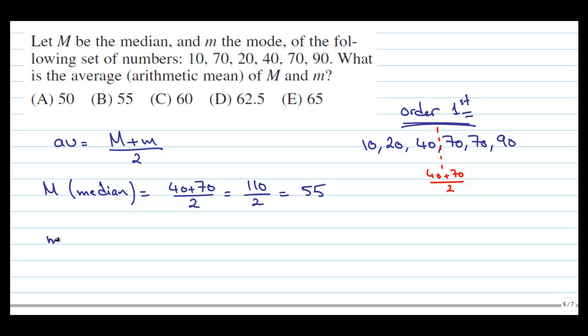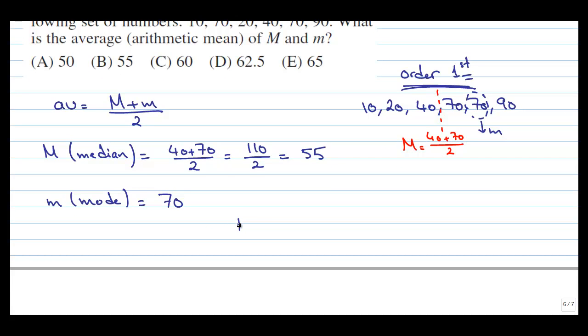Now for the mod, the small m. The mod, as I said before, is the most repeated number. Remember, the most repeated number. What's the repeated number here? It's 70. So the mod is simply the value 70. You can see here M small is 70 and M capital is the median.